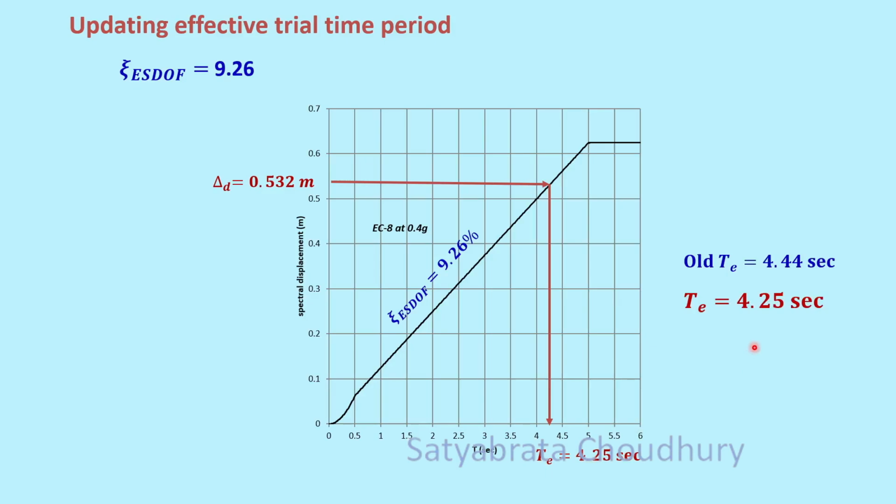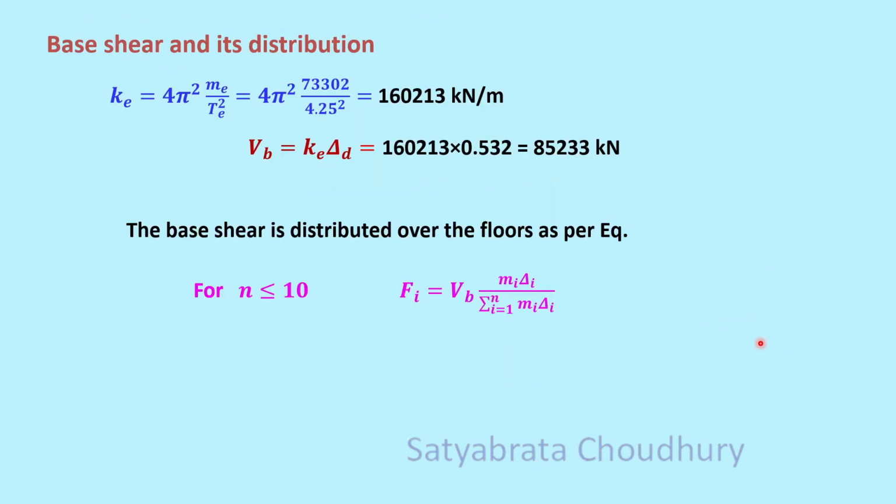So if you compare, the old one was 4.44 seconds and the new one is 4.25 seconds. These are almost close. We can stop here, or if you want, you can make one more iteration to make it still closer. So our final effective time period is 4.25 seconds.